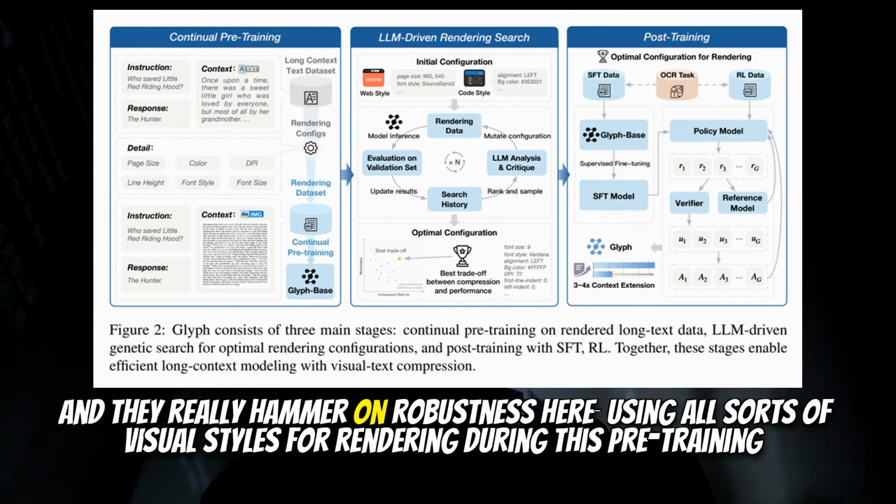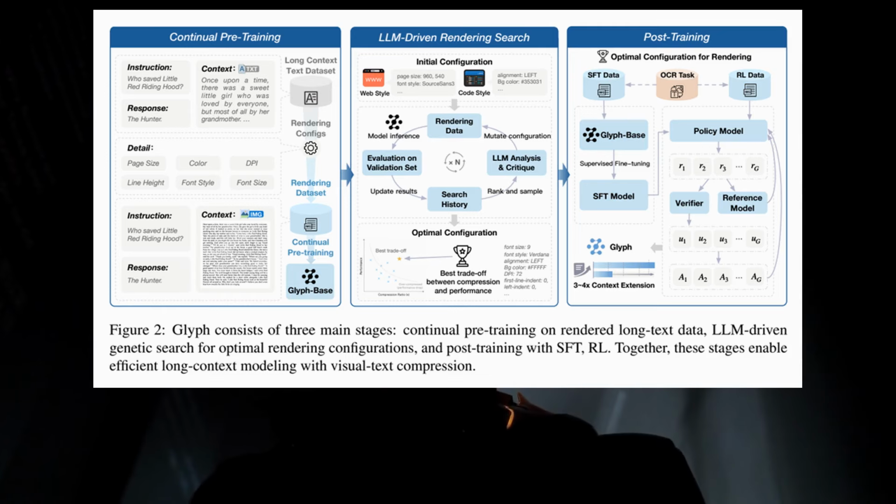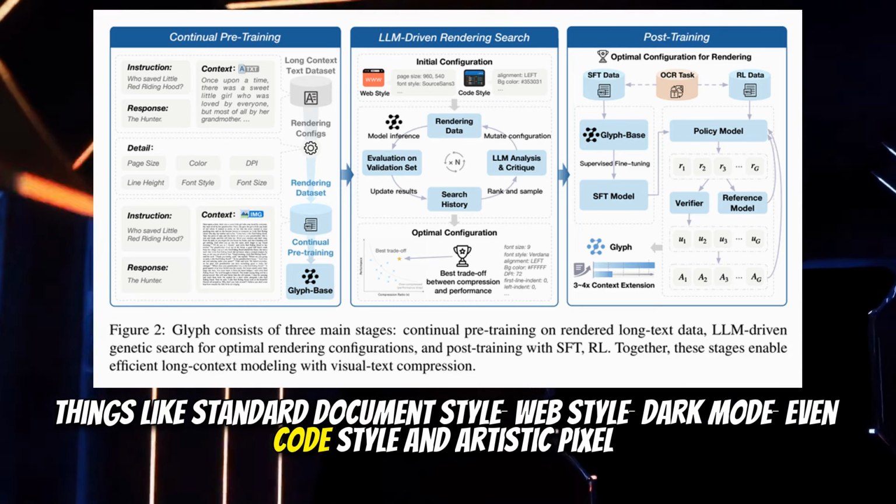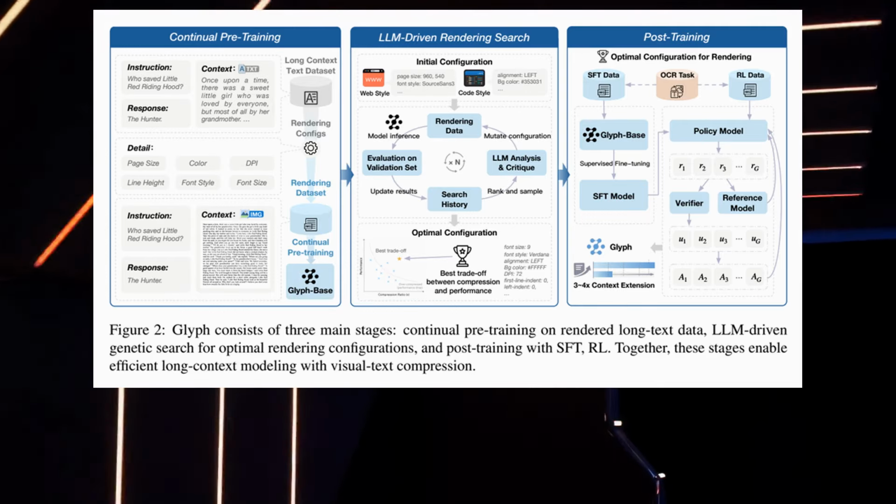And they really hammer on robustness here, using all sorts of visual styles for rendering during this pre-training. Things like standard document style, web style, dark mode, even code style, and artistic pixel. Why so much variety?